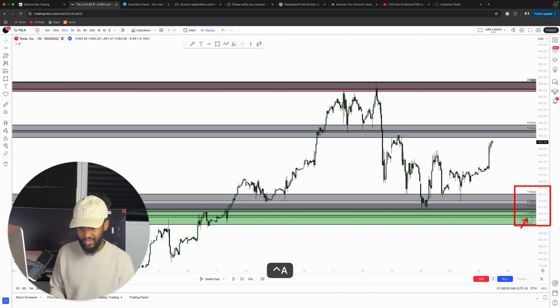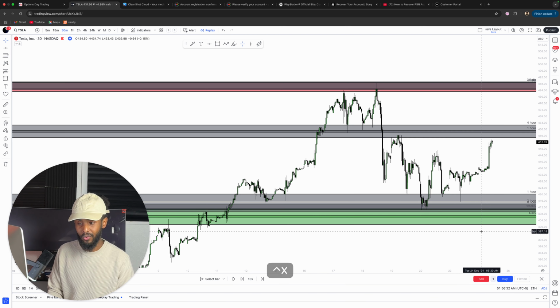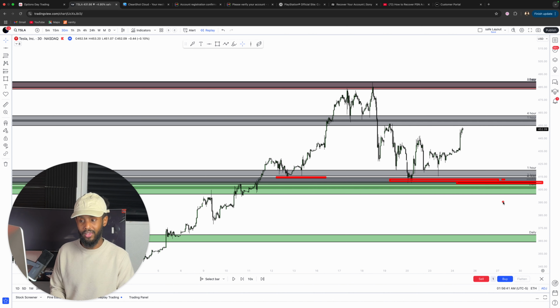We have a daily demand level, we have a weekly demand level, a 4 hour, even a 2 hour and a 1 hour demand zone, all in the same exact area, which is why we've seen Tesla break above this level, retest it, and absolutely squeeze to all-time highs because we had that insanely strong demand zone. Tesla then started to sell off and it found support right back at that area. The question is, who is in control of Tesla right now? Buyers are. As long as we stay above this area that we squeezed above, buyers are in control.